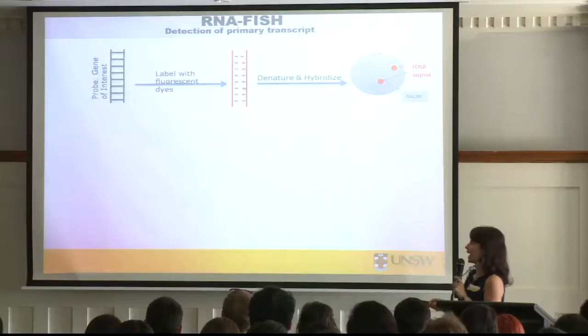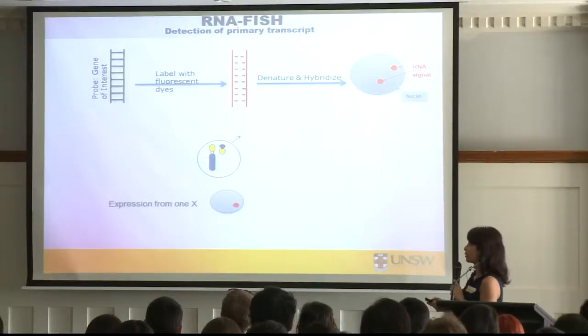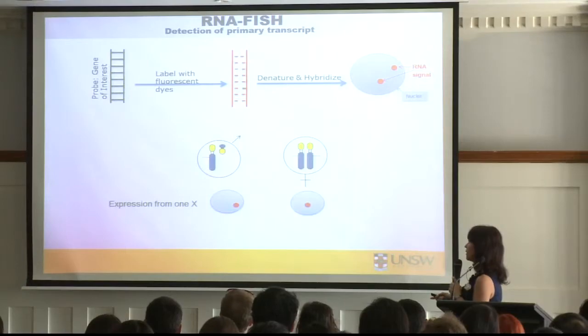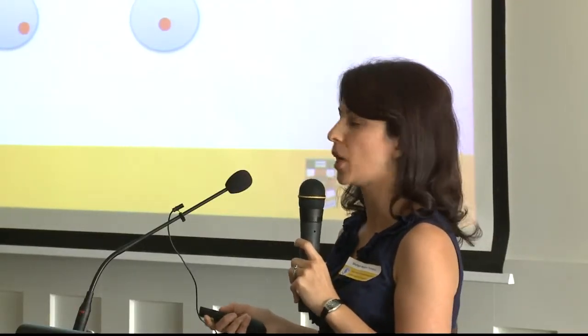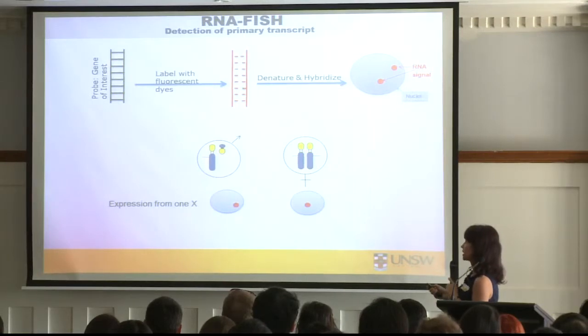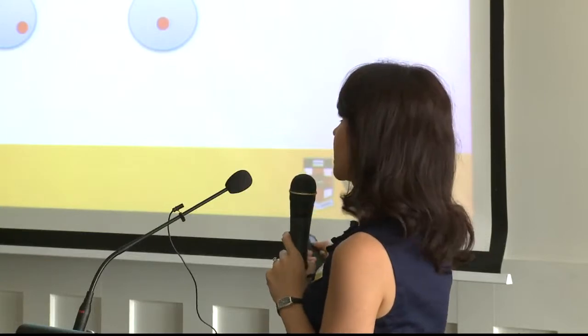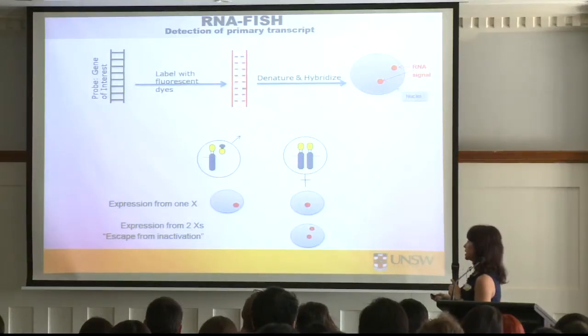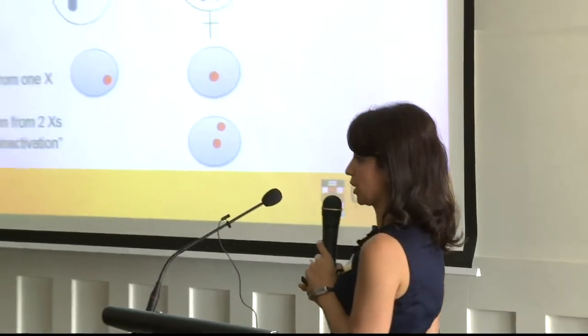So if you're looking at an X chromosome gene in males, when they only have 1 X chromosome, you should only see 1 signal. When you're looking in females, since they have two X chromosomes, there are two possibilities. You either see one signal, suggesting that the second allele on the inactive X is inactivated, or you would see two signals, suggesting that there is escape from inactivation.